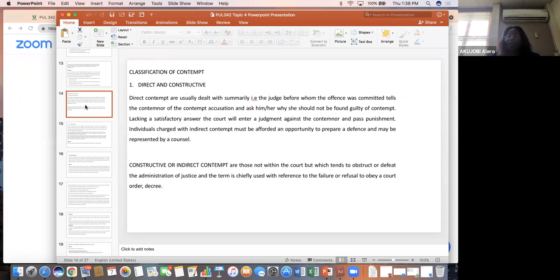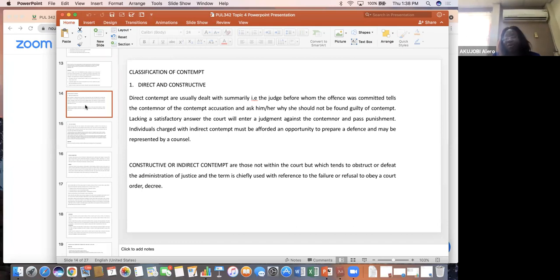So these are basically the two different types. While one can be tried summarily there and then, for the other, you can be given enough time to go and prepare your case and come back, be represented by counsel and all that. So that is one classification of contempt. It can be direct, it can be constructive. Constructive or indirect contempts are those not within the court.